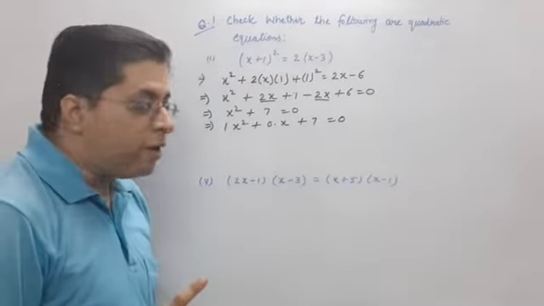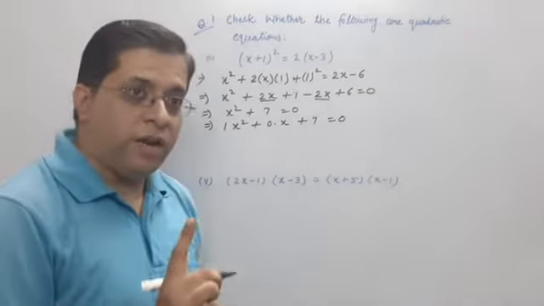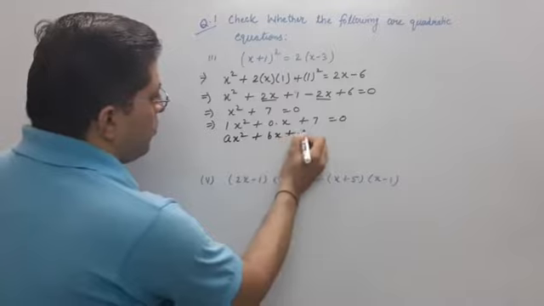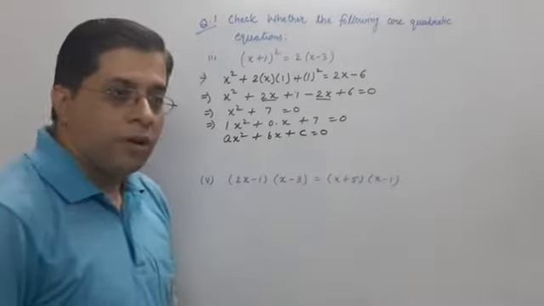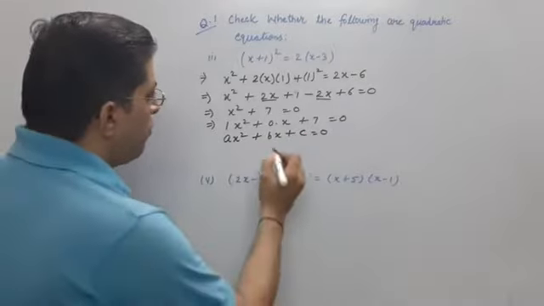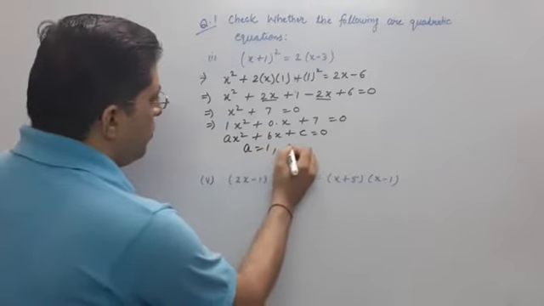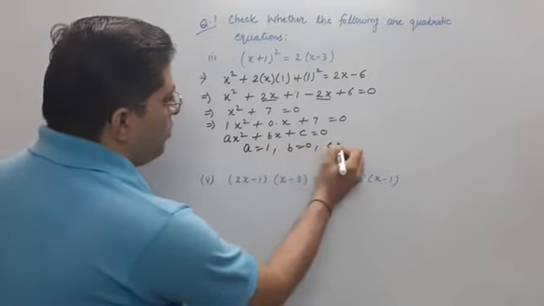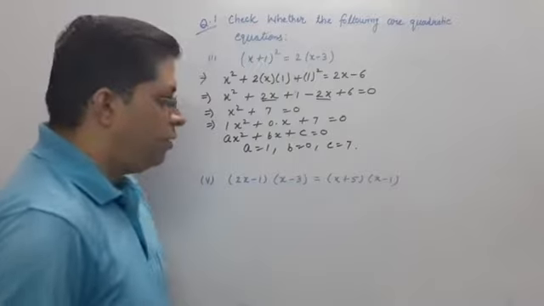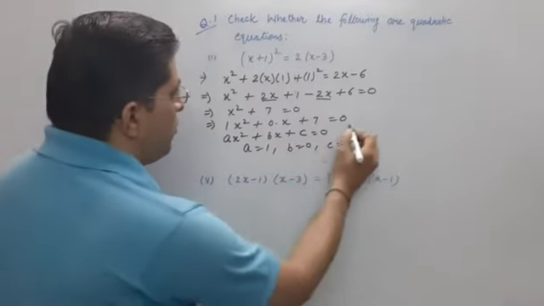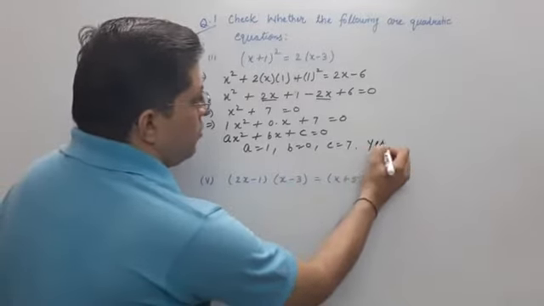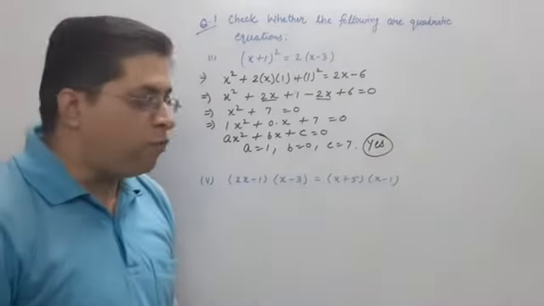Then you have to check it by its standard form, ax square plus bx plus c is equal to 0. Clearly this is in the form. Here a is 1, b is 0 and c is equal to 7. Okay, and we can say yes, this is in quadratic form.